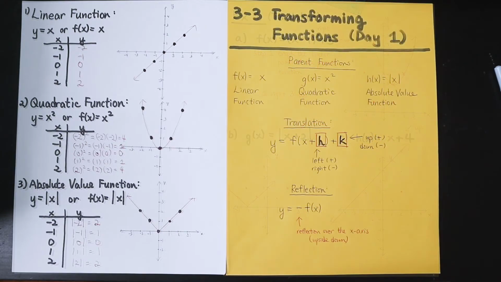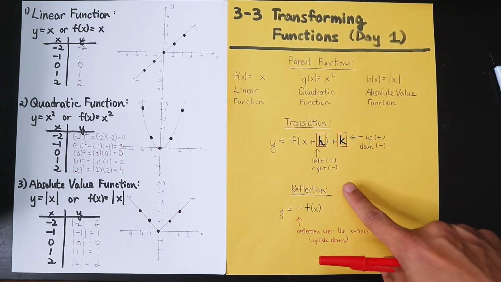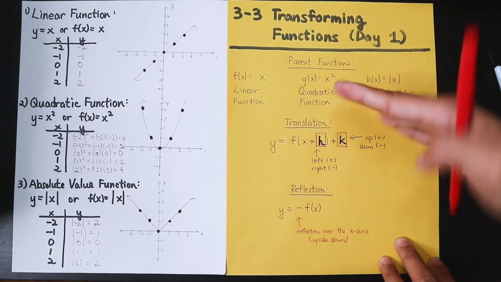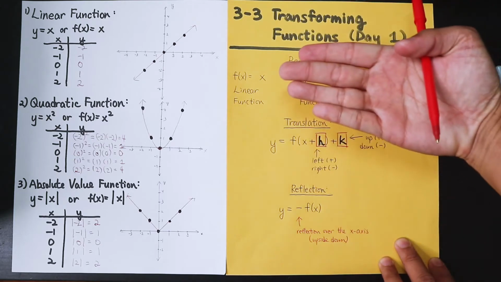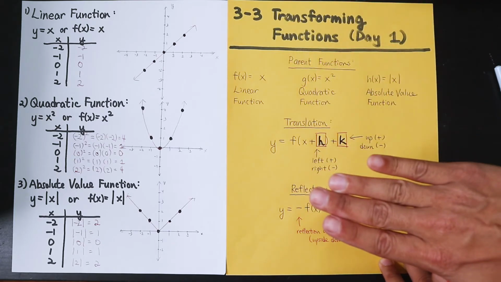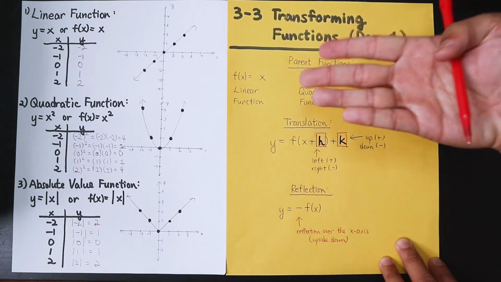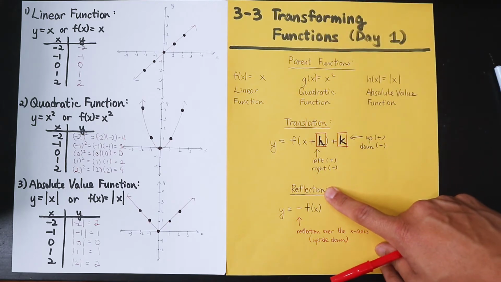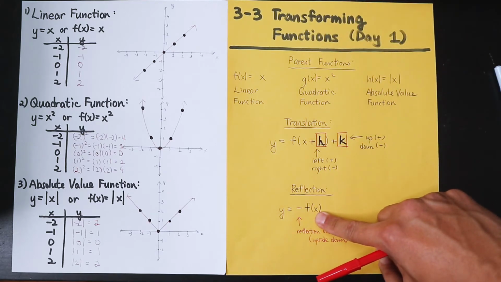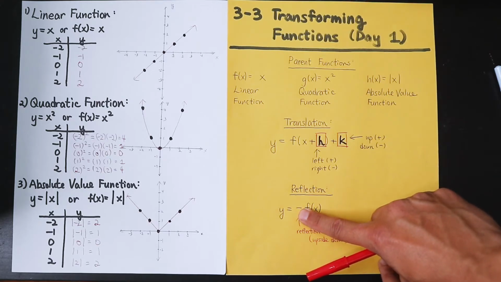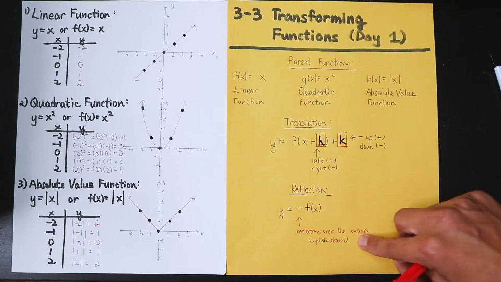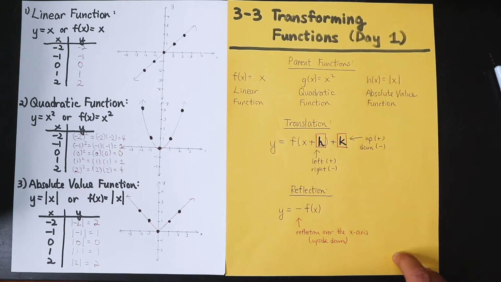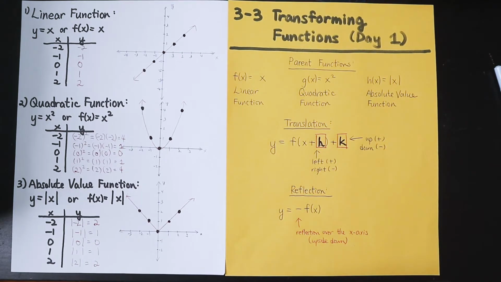Okay? Well, the next thing I want to teach you, after translation, is reflection. Reflection means reflected upside down, right? So whatever is on the top of the graph, you're going to reflect to the bottom. And likewise, whatever is at the bottom of the graph, you're going to reflect to the top. So for reflection, every time you have a negative in front of a mother function, like a multiplication by a negative, then it's a reflection over the x-axis, aka upside down. And we're going to take a look at some examples that involve reflection, okay?